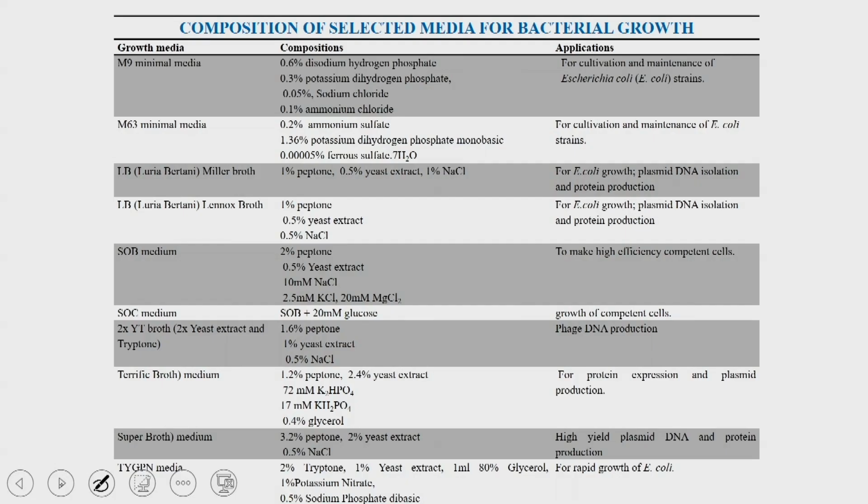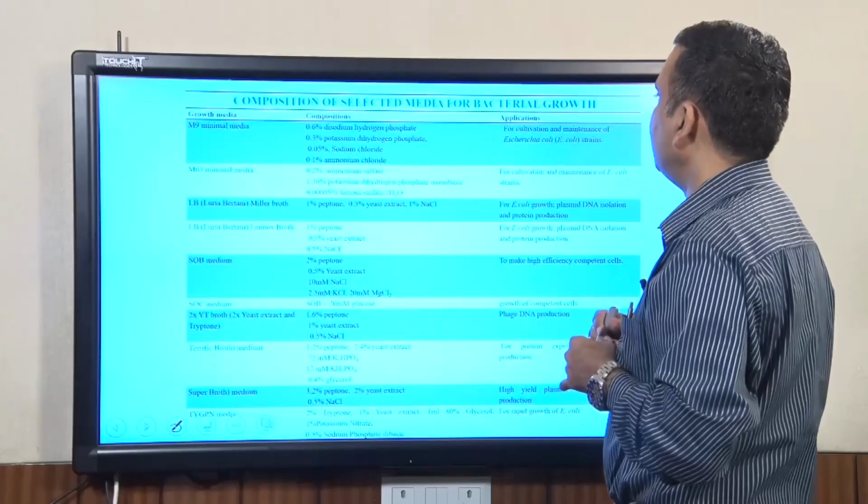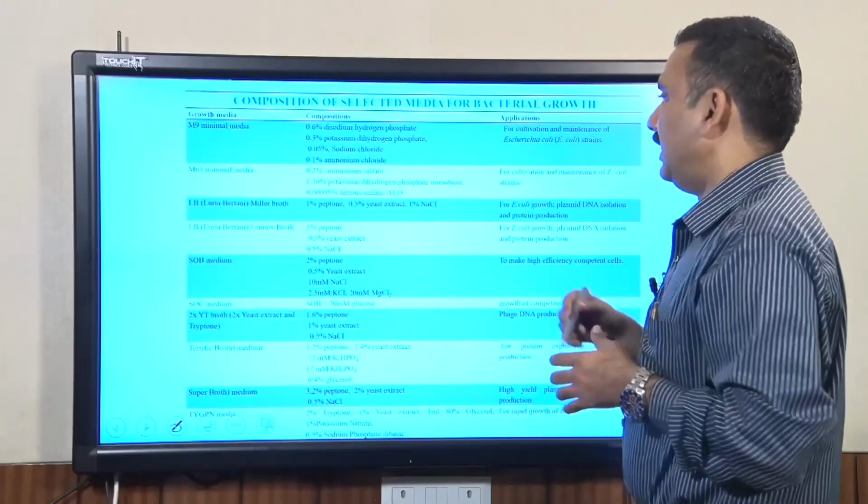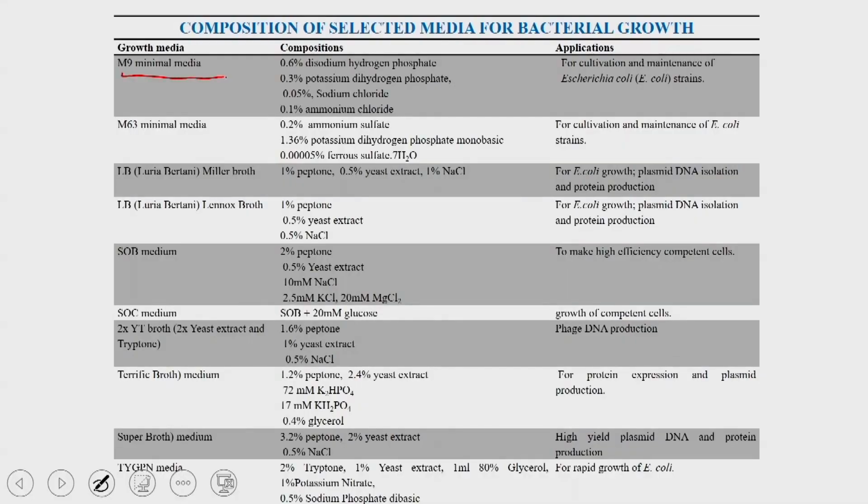This is a small table to show you the different types of media which people are using for bacterial growth. You have the M9 minimal media and M63 minimal media. These are the two media which are also called the defined media. What is meant by defined media is that it has a defined concentration of the salt as well as the other sources you are providing in the media.